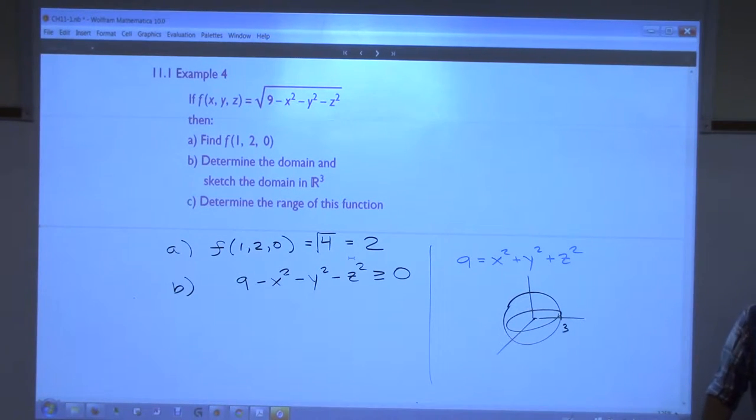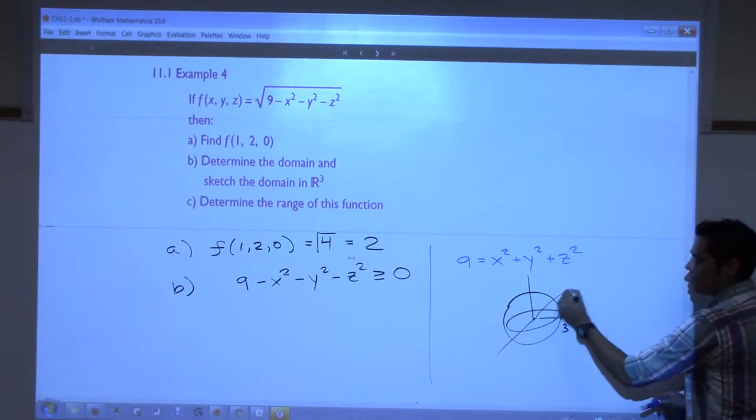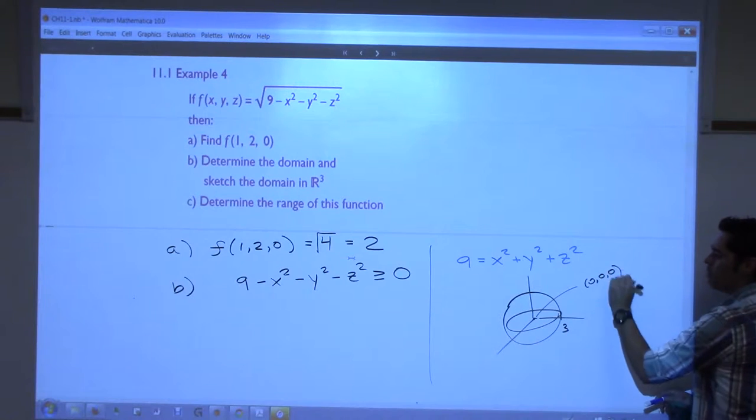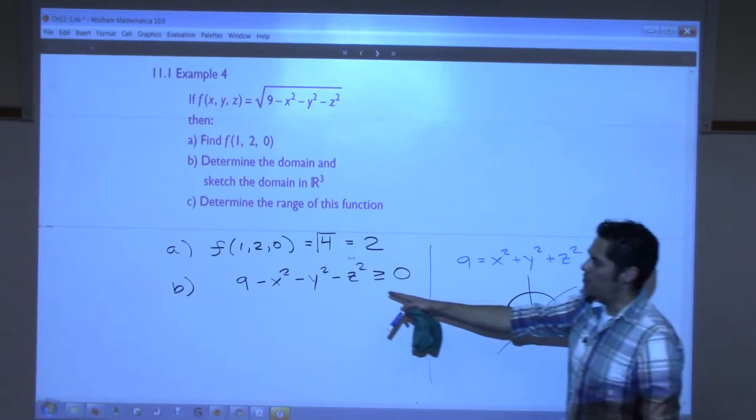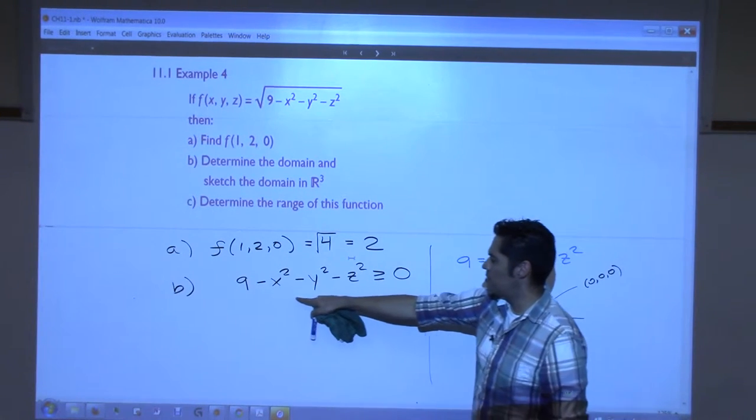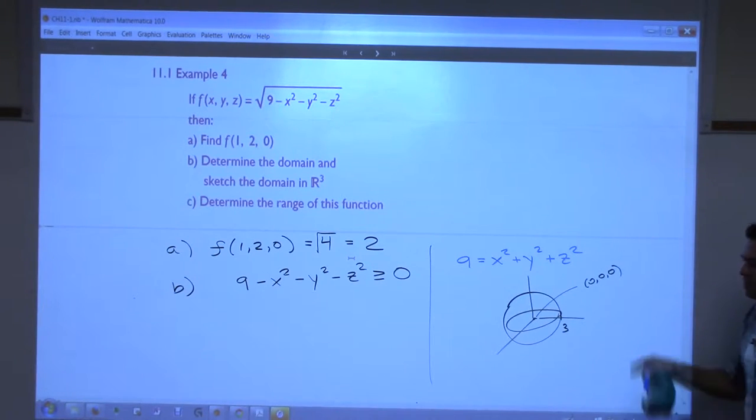Well, what did we do before? We checked, didn't we? We tested. So why don't we test a point? Why don't we test the origin? 0, 0, 0. Does that work? So you plug it into this. Does 0, 0, 0 work? Yes, it does. Which means you include the origin. So it's everything inside that ball.